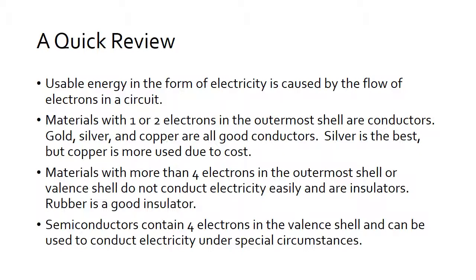Finally, we talked about semiconductors, and semiconductors are atoms that contain 4 electrons in the valence shell, and these can sometimes be used to conduct electricity under special circumstances. Later, when we talk about things like diodes and transistors, we'll get into some uses for semiconductors. So they're actually very important in the study of electricity, but for right now, just remember that if you come across an atom and it has 4 electrons in its outer shell, it's neither a good conductor nor a good insulator, and it's referred to as a semiconductor.